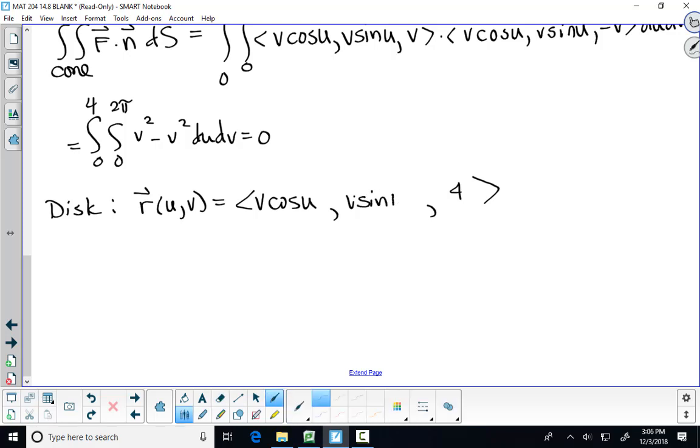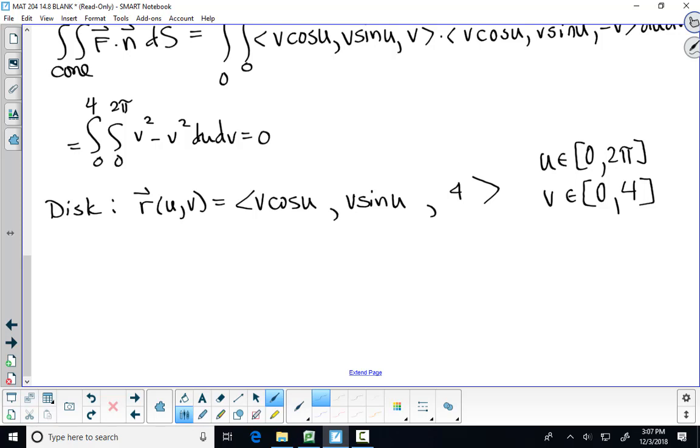v sine of u. And u is going to go from 0 to 2 pi, and v goes from 0 to 4. Everyone agree that that will give us the entire disk, not just the boundary of it, but the whole disk?